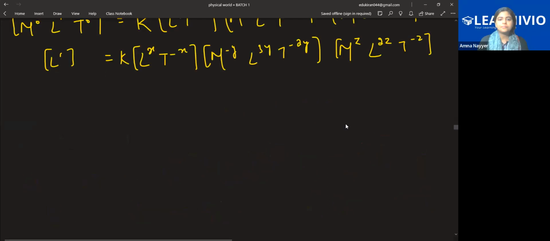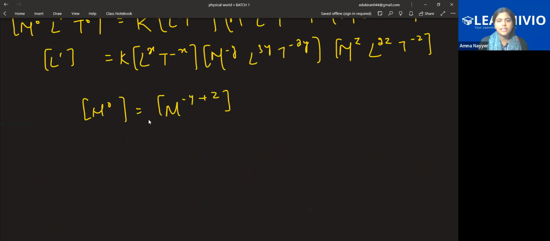So see, LHS and RHS both are ready. So let us equate the masses. Mass is 0 here. Here we have minus y plus z. So the equation is minus y plus z is equal to 0. That is y is equal to z.